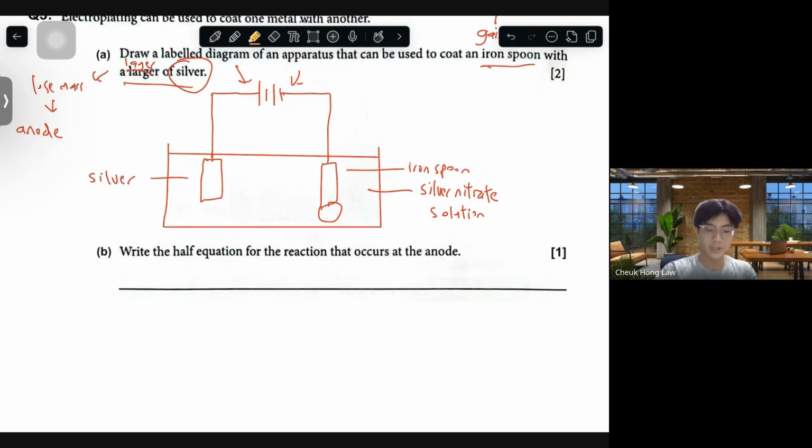So write the half equation that occurs at the anode. Your anode is your silver, okay? What happens at the anode? Loss of electrons, right? Oxidation. So your silver will lose electrons to form silver ions.